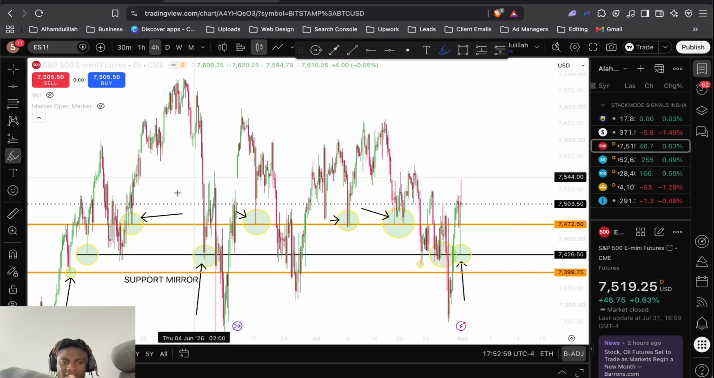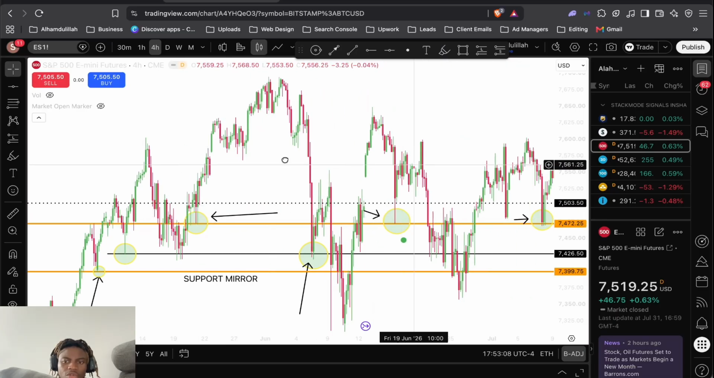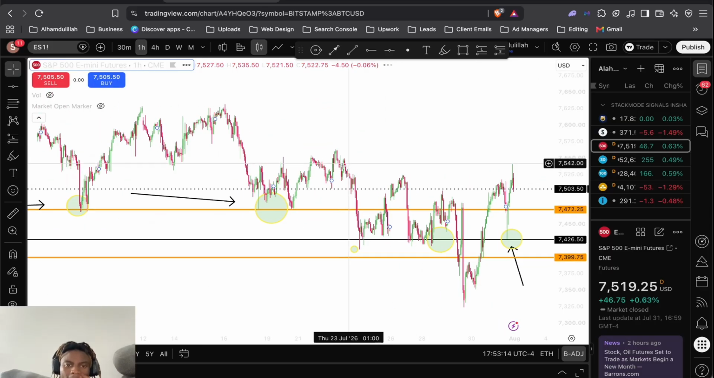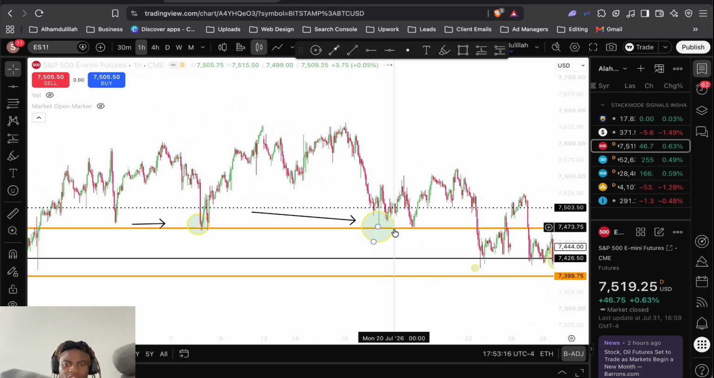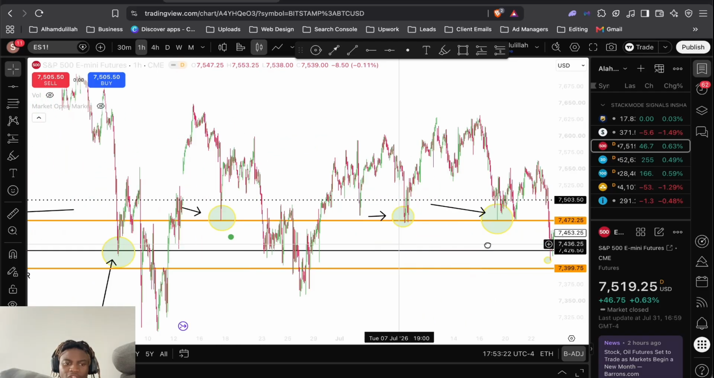Okay, so in this instance here, we have the next area of support mirror marked up. We have an area of support over here that's super heavy. 1, 2, 3, 4. Okay, so now I'm going to go to my 1-hour. Zoom out, make sure it's exactly what I need to look at. See that strong wick? Remember what happened last time? We had a super strong wick. Price decided to bounce from that area.